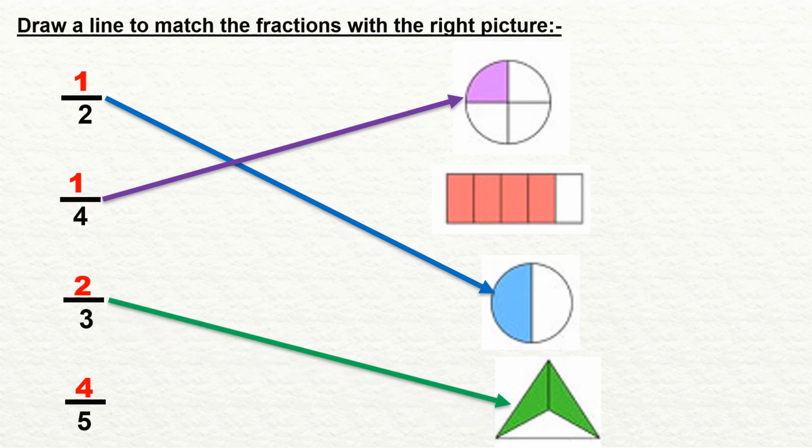The last one, 4 over 5. That means we have 4 colored parts, and the total parts are 5. Which picture? Excellent. The last one.